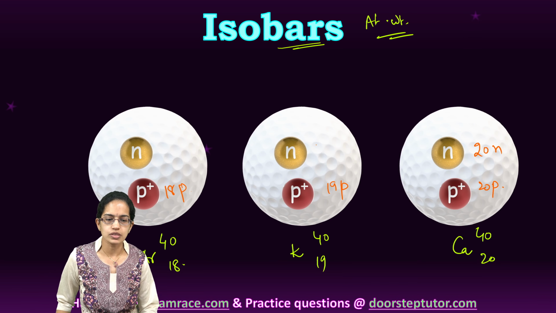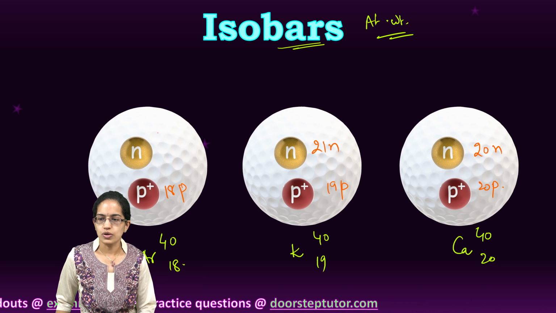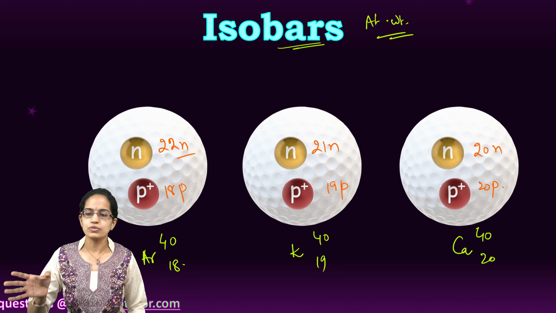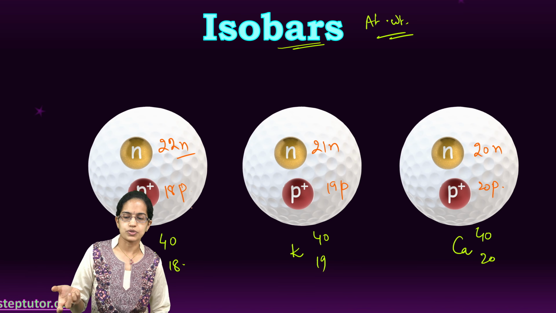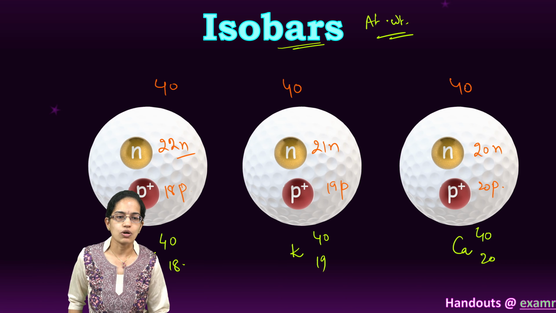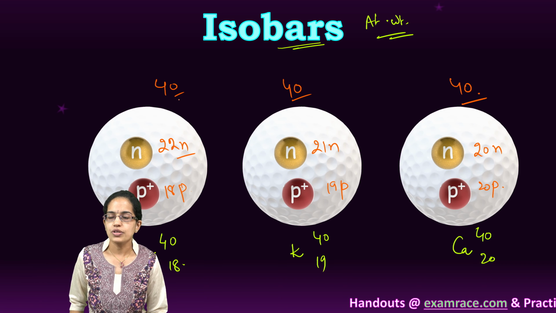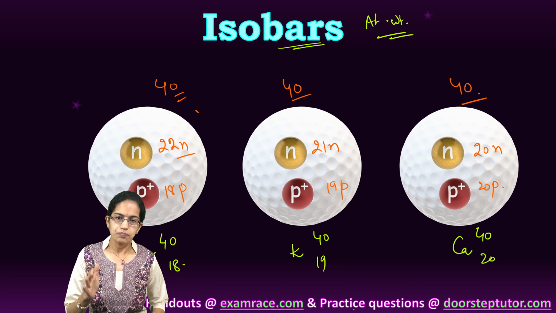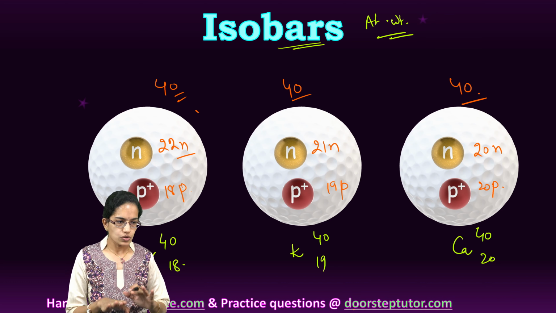20 neutrons, you have 21 neutrons and 22 neutrons, but the total of the neutrons and the protons would be 40 in each of these cases. That means the atomic weight is the same, and therefore you would have the isobars that are there. So this was isobar.